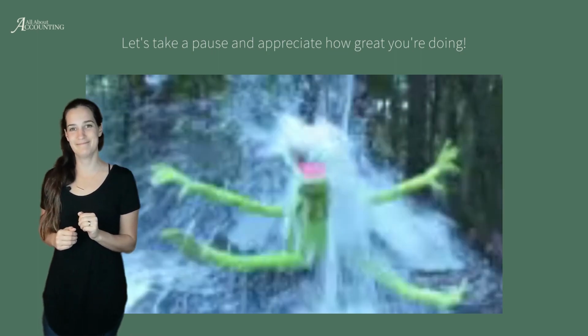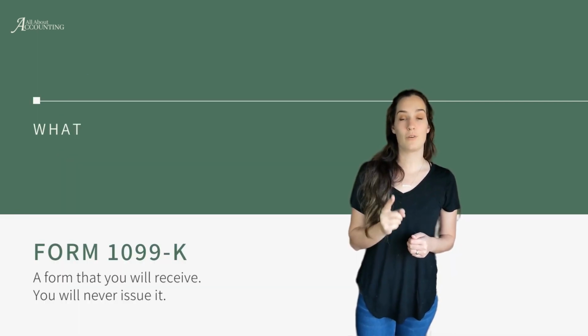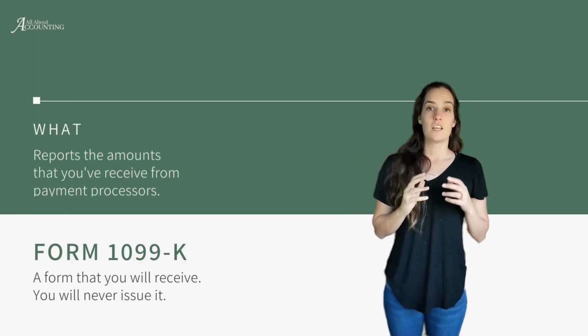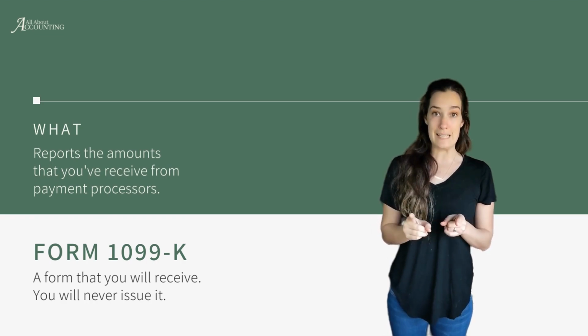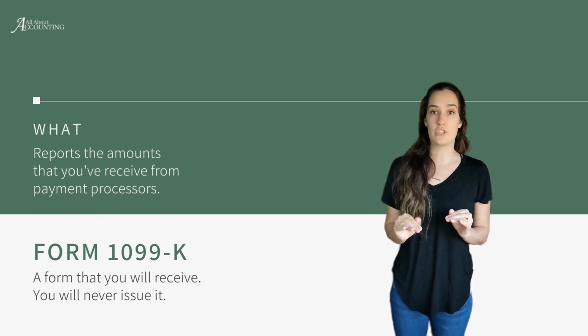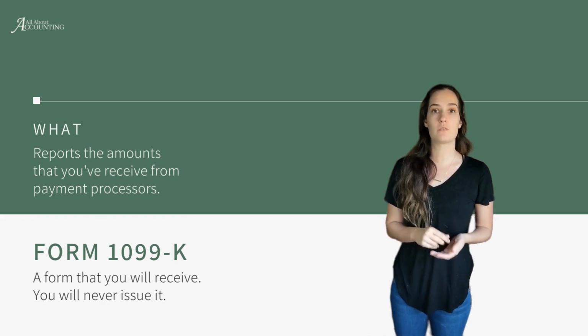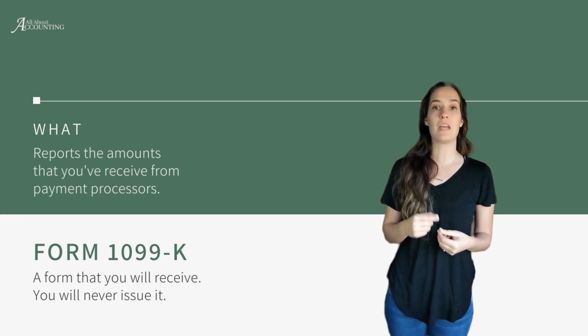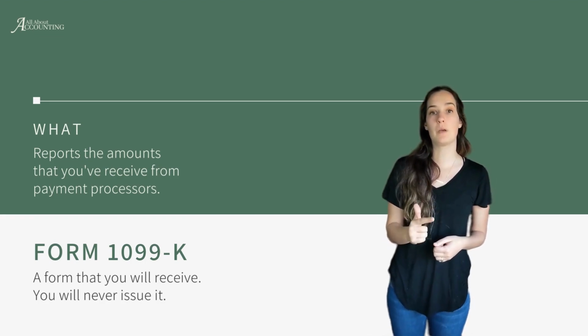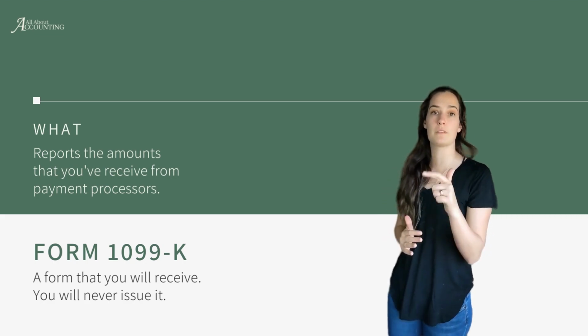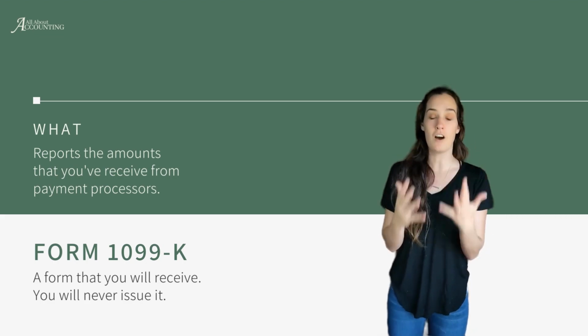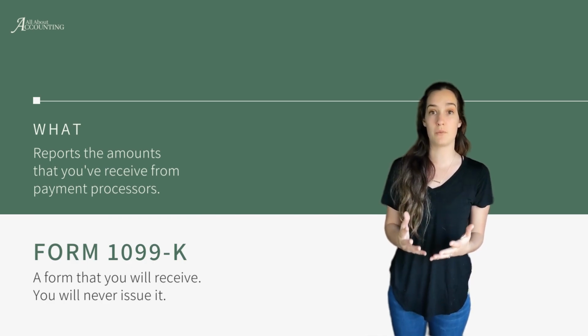Moving on. The last form we're going to cover is the Form 1099-K. This form is one that you will receive. It's not a form that you will issue, ever. This form is meant to report the amounts you receive via a payment processor, such as Hyperwallet, PayPal, Venmo, Stripe, Square, QBO Payments, Honeybook, WooCommerce Payments, all of those kinds of third-party payment processors.